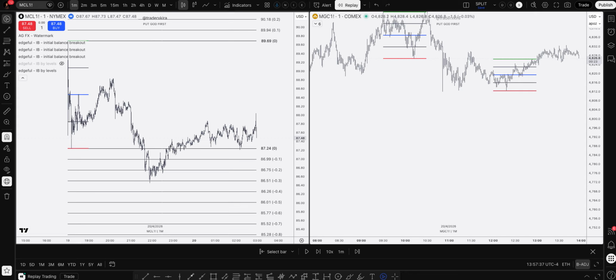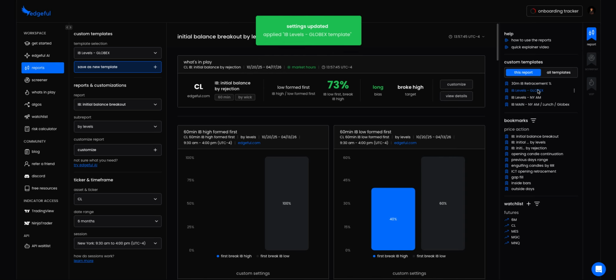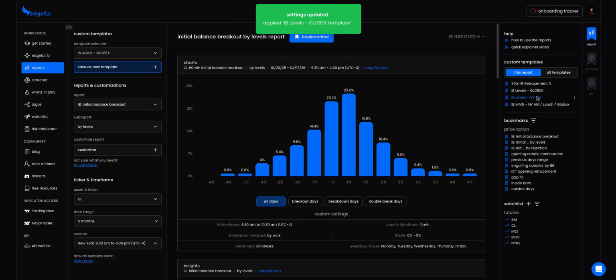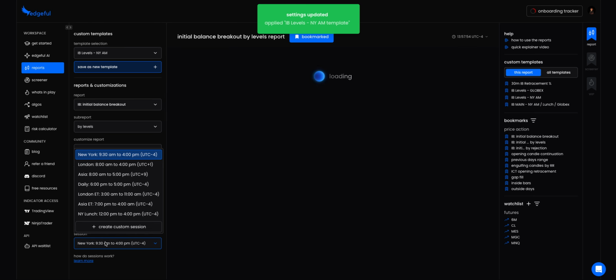Yeah, I may have deleted it by accident. If I go to Edgeful though, maybe we can just do a quick little run through. So basically, if I go to Globex here on the IB levels, actually let's not go to Globex. Let's use the New York levels, but I'll just switch this to Globex.